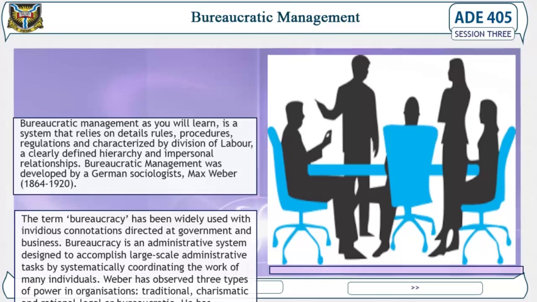The term bureaucracy has been widely used with invidious connotations directed at government and business. Bureaucracy is an administrative system designed to accomplish large-scale administrative tasks by systematically coordinating the work of many individuals. Weber observed three types of power in organizations: traditional, charismatic, and rational, legal, or bureaucratic. He emphasized that the bureaucratic type of power is the ideal one.